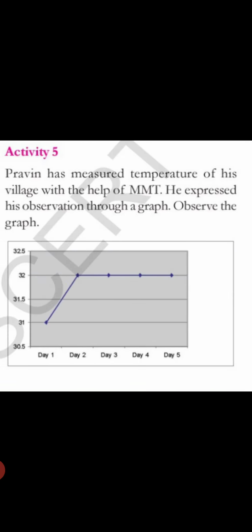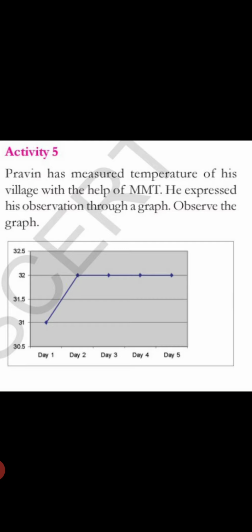Next, activity 5. Praveen has measured the temperature of his village with the help of a maximum and minimum thermometer. He expressed his observations through a graph. So observe the graph. Here they gave the graph. On the x-axis they gave day. On the y-axis they gave temperature readings. So on day 1 the temperature was 31 degrees centigrade.